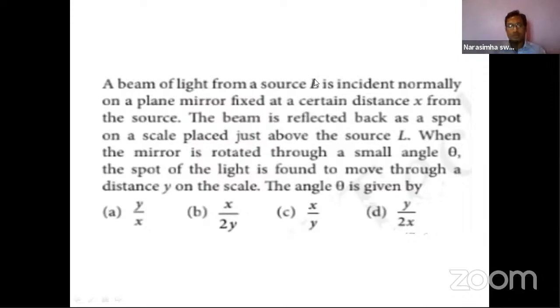So there is a source L. The light is normal to the plane mirror, which is arranged at a distance x from the source, and the beam is coming back with a spot incident on the scale just above the source. Then when the mirror is rotated through a small angle, the spot is observed on the scale, and they are asking what the angle will be. Now we'll move on to the solution here.